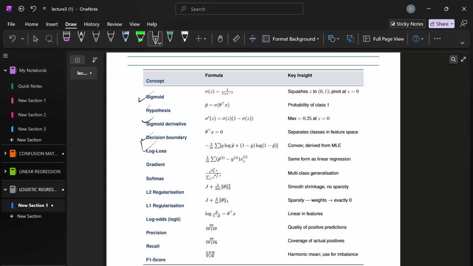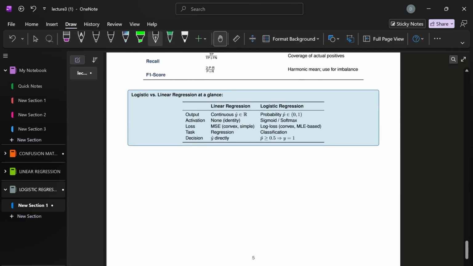Now, coming towards the end, here is the wrap up for logistic regression: how the sigmoid function works, how the log loss function works with gradient descent, and about regularization and the multi-class extension.